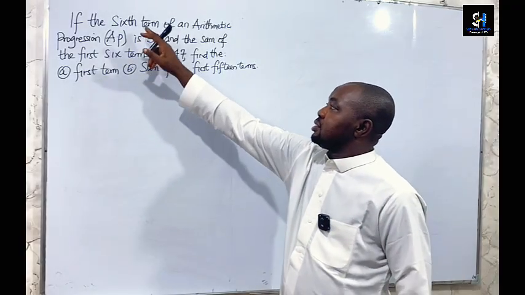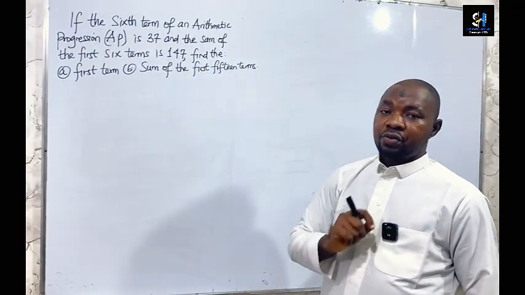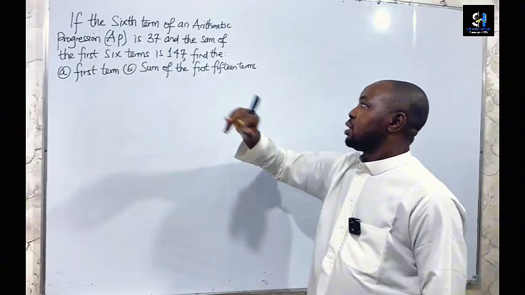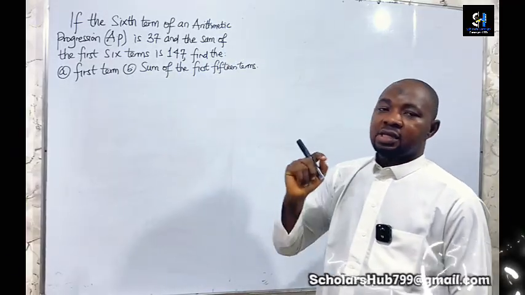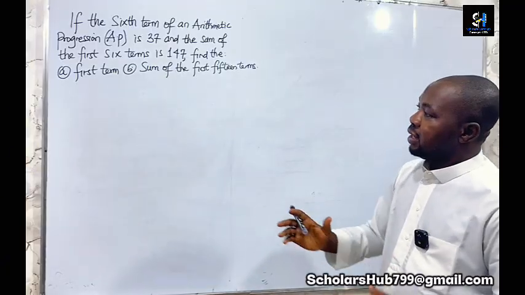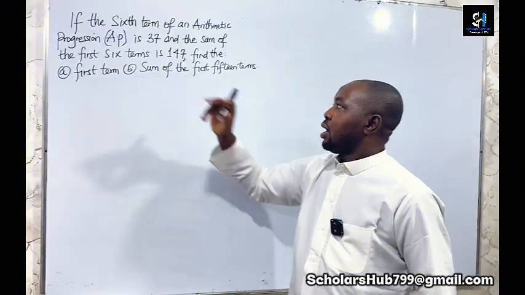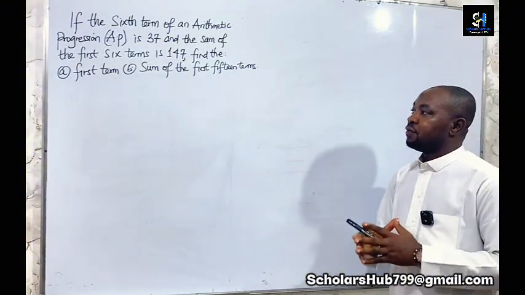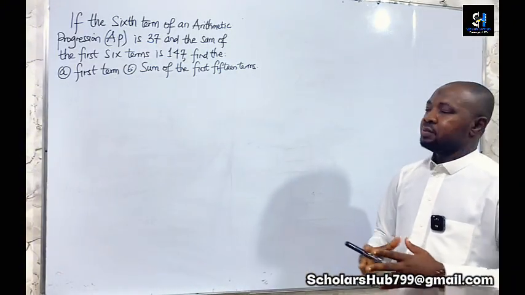If the sixth term of an arithmetic progression is 37 and the sum of the first six terms is 147, find the first term and also find the sum of the first 15 terms.